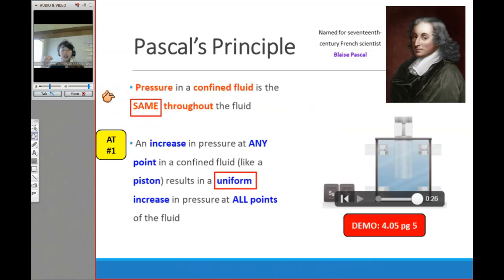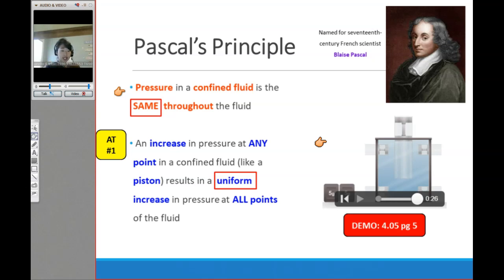So Pascal's principle, this is Blaise Pascal right here. He was a 17th century French scientist, so that means he's from the 1600s, right? So quite old. But what Pascal said is that pressure in a confined fluid, so for example, in a closed bottle, is going to be the same throughout the fluid, okay? Which means that if you try to increase pressure at any point in that fluid, like with a piston, it's going to result in a uniform increase in pressure at all points of the fluid.